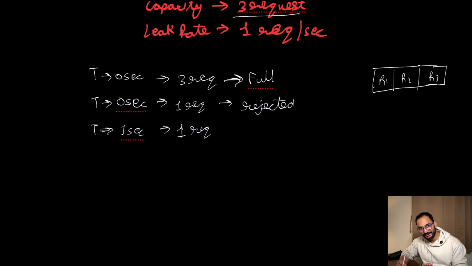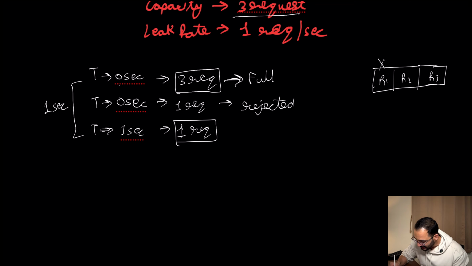So we'll be able to accept that? Yeah, because 1 second has passed. The time frame was 1 second. We have processed one request, the request which came in first. So R1 is processed and removed from the queue, and we have a capacity for one more request. So this request R4 will be accepted, and again our bucket is full.